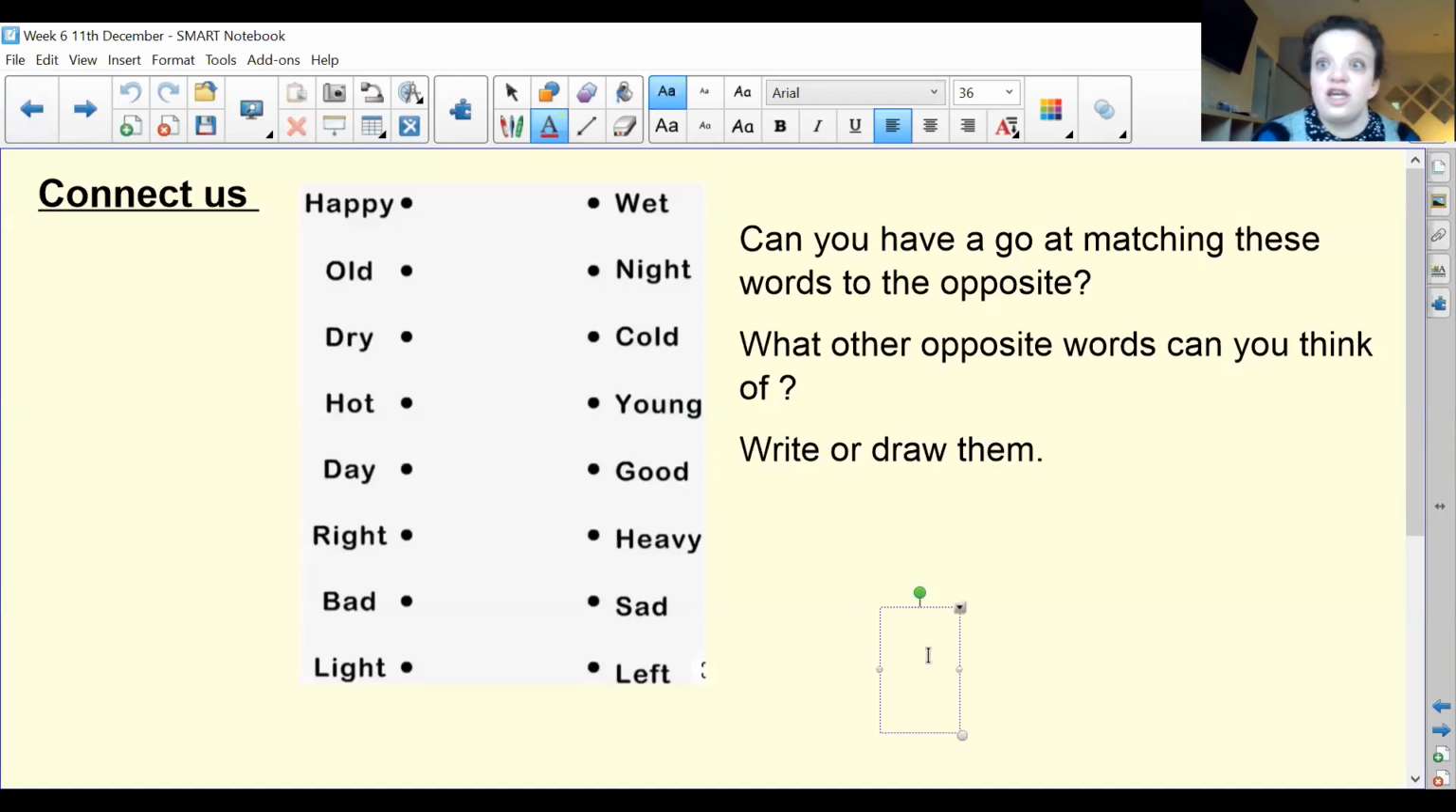The first thing I'd like you to do to connect and to start thinking about differences is, on one side of this screen, I've got some words, and on the other side, I've got some words that are the opposite to the ones on the other side. So I would like you to pause the video and match them together, reading the ones on this side and the ones on the other side. Off you go.